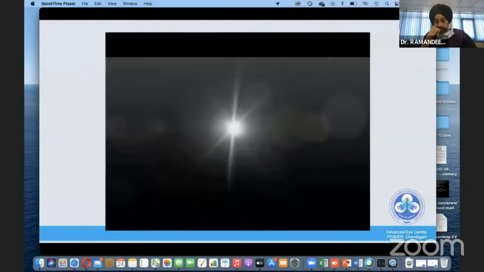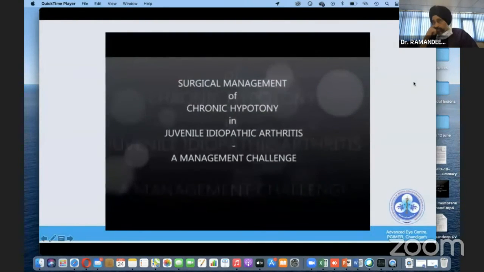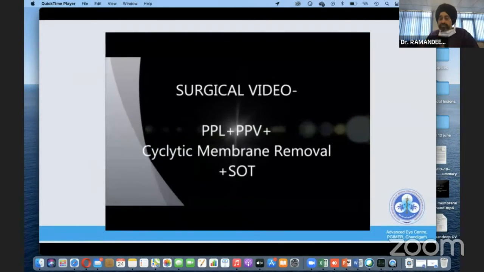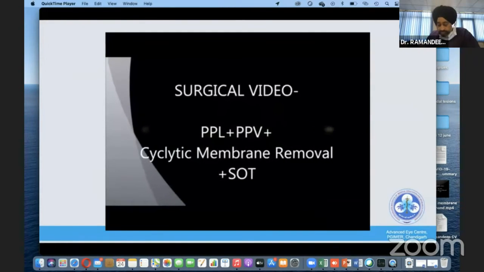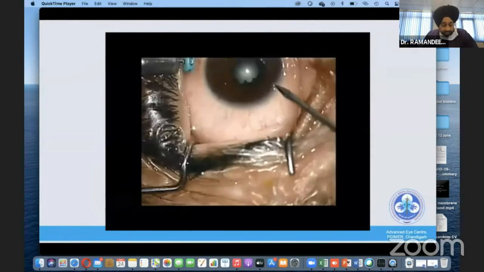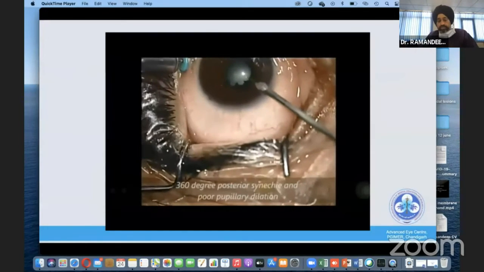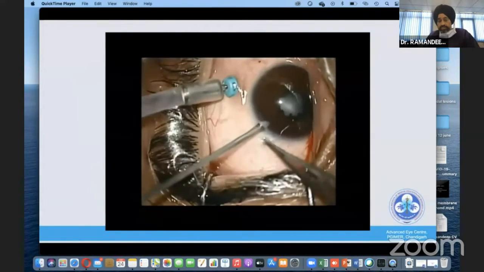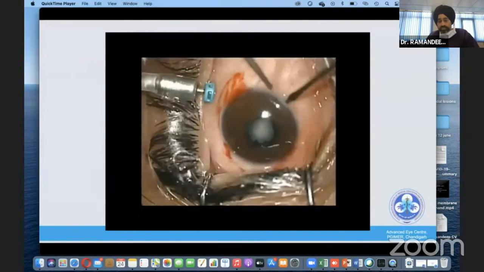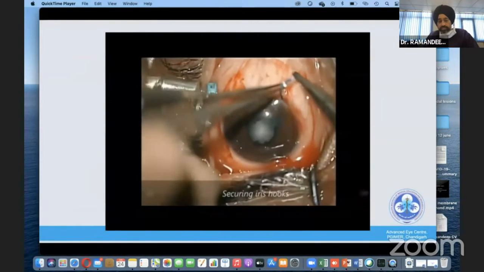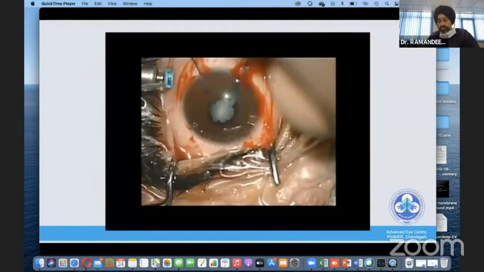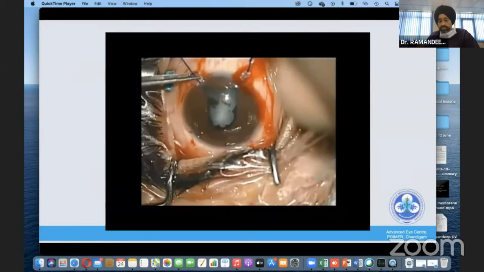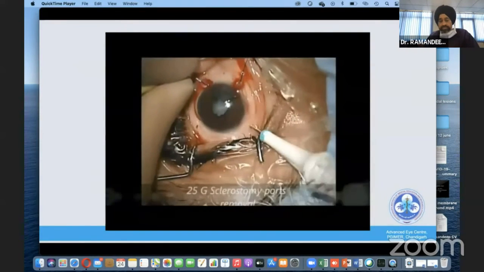So this is an example of a GI patient with cataract and hypotony, where we went ahead and with the help of a UBM, we could see a cyclitic membrane in this eye, and we went ahead to do a lensectomy and a cyclitic membrane removal. And we already knew that the patient had a healthy ciliary body in nearly 5 to 6 clock hours and ciliary body atrophy in the rest of the area.